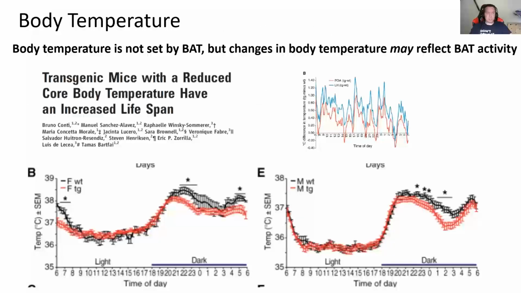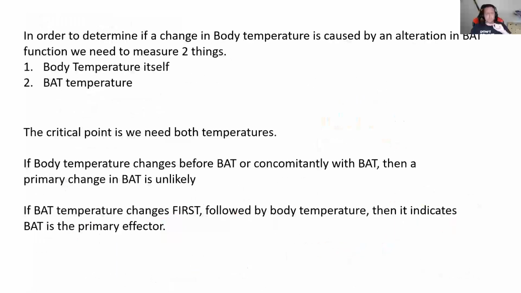Okay, so as I mentioned, body temperature is not set by BAT, but changes in body temperature may reflect BAT activity. But if we want to know whether BAT is important for our change in body temperature, we actually need to measure two things. We can't just measure body temperature itself, we also have to measure BAT temperature. And the critical point about needing both these temperatures is as follows.